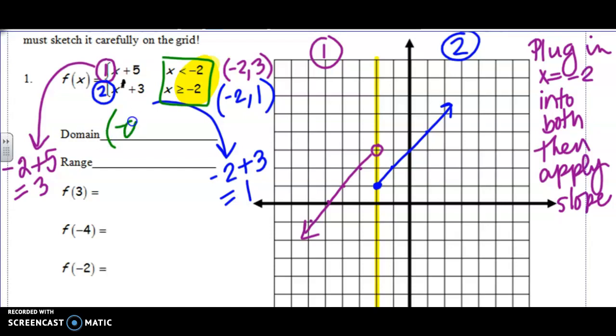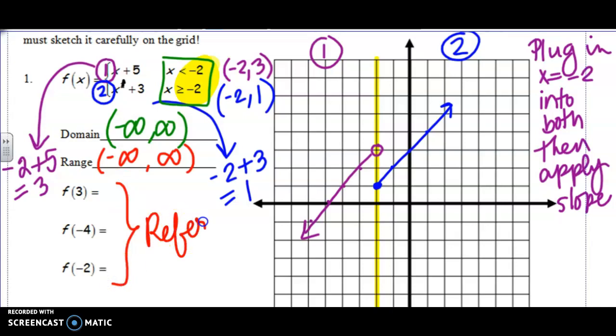If I put them together, I get everything, negative infinity to infinity. The range, on the other hand, if I look bottom to top, the bottom of my graph is here, but it has an arrow attached to it. So that means it's going to go down to negative infinity, and on the upside, it's going to go up to positive infinity. For these guys right here, I'm not going to go over those again. Refer to your notes from yesterday if you need to see those again.